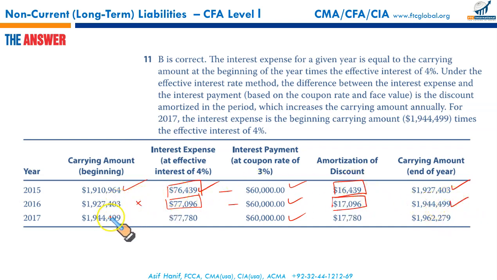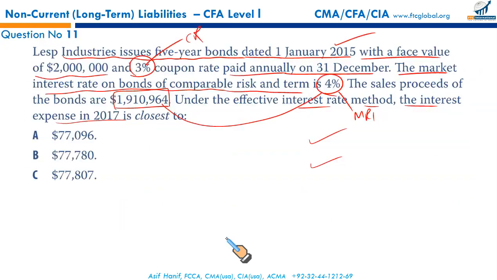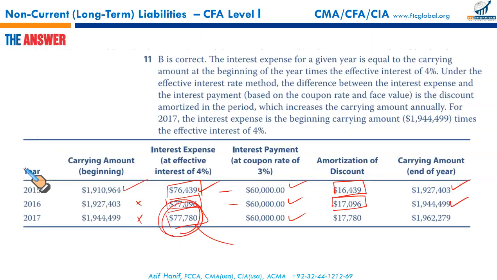This will be the balance at which we will charge expense next year. 1,944,499 times 4%. This is the expense in 2017. That was needed. So you needed a table like this to calculate your interest expense in 2017. So that makes 77,780, B, your correct option. And B it is. Next.